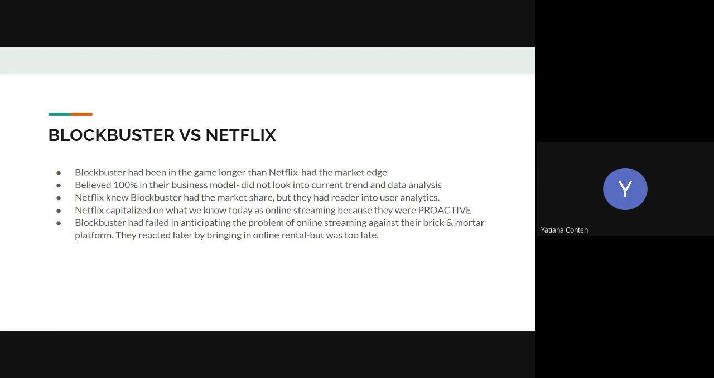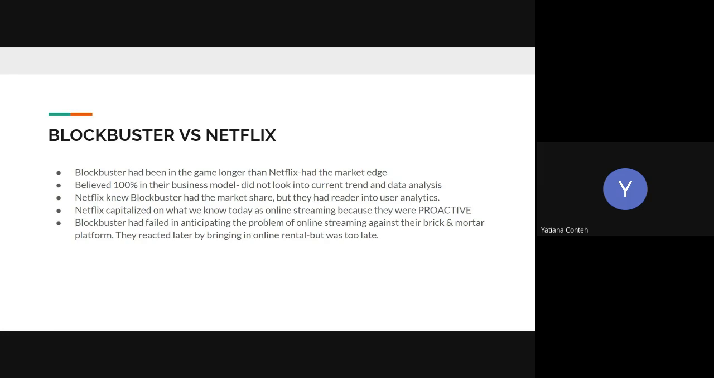Blockbuster versus Netflix. Now, Blockbuster had been in the game longer than Netflix, okay? They had the market edge, they had the customer base, they had all the movies, they had all the licenses and everything. So basically, they were a thriving company, and they were in the video rental business. Now, they believed in their business model 100%.